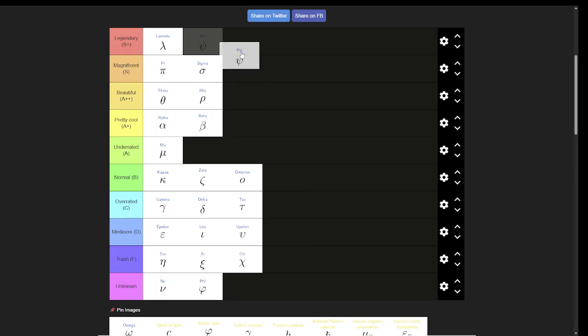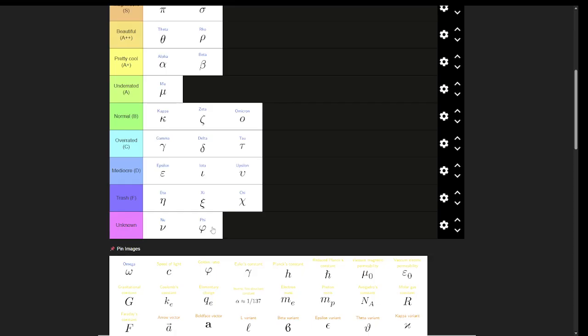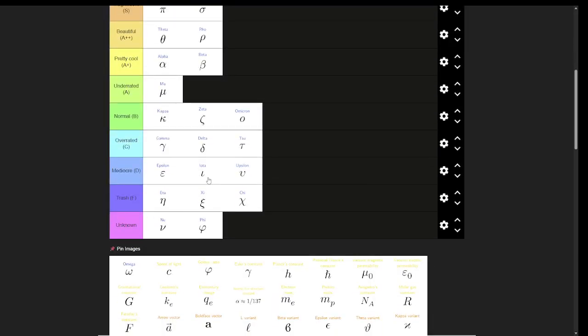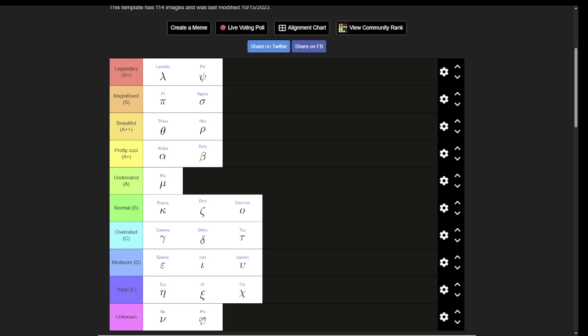Yes, Psi is the quantum one, and Phi is going down here. At least I think. Let's ask Google. Hey Google, which Greek letter is used to represent quantum states? Psi. Exactly. Look how stupid I am, guys. I already messed it up again. That's how confusing it is. That's why Phi is going in unknown. Or F tier, apparently. Unknown is not the worst.